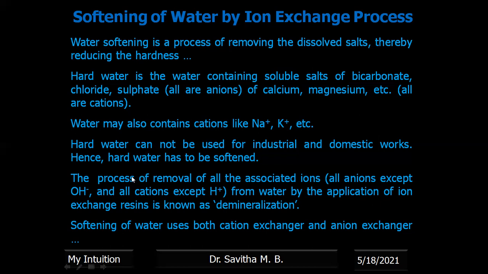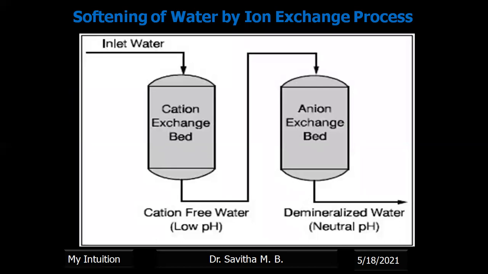Now, how can softening be done? Softening can be done when all the negative ions, anions, and all the positive ions, cations, are replaced by H plus ions and OH minus ions. This process can be done by a cation exchanger and an anion exchanger. This process will be explained in the ion exchange process. This is a schematic representation of an ion exchange process.